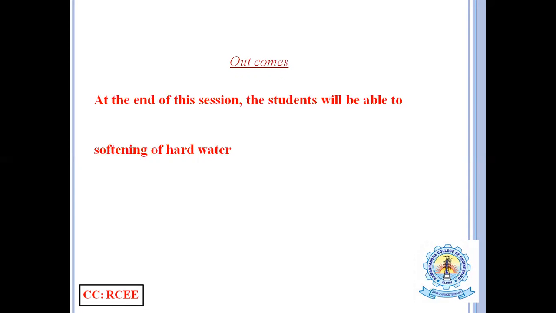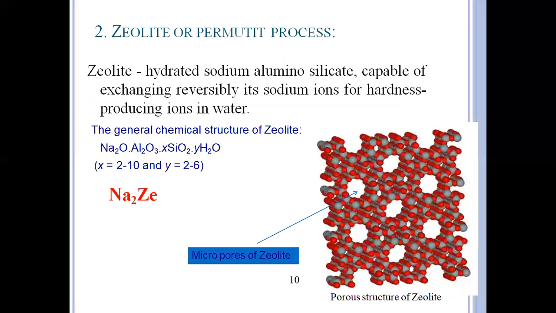Let us enter into the first process, that is the zeolite process. The zeolite process is also called the permutit process. Here, what actually happens is we take a zeolite, and by using that zeolite we purify the water, or treat the water in an external way. So that is called the zeolite process.